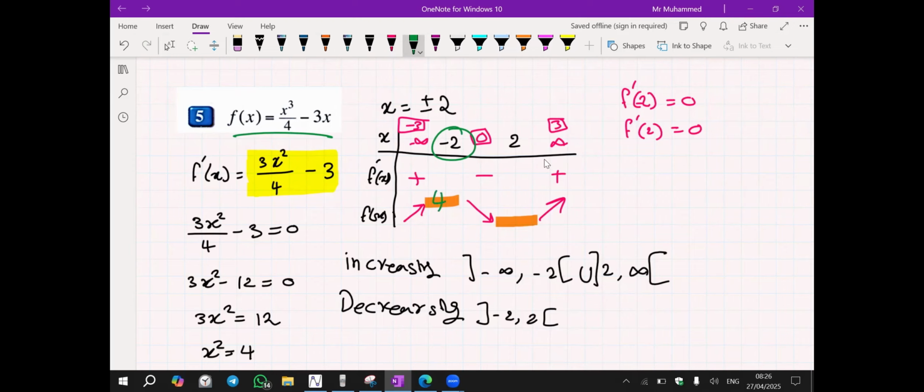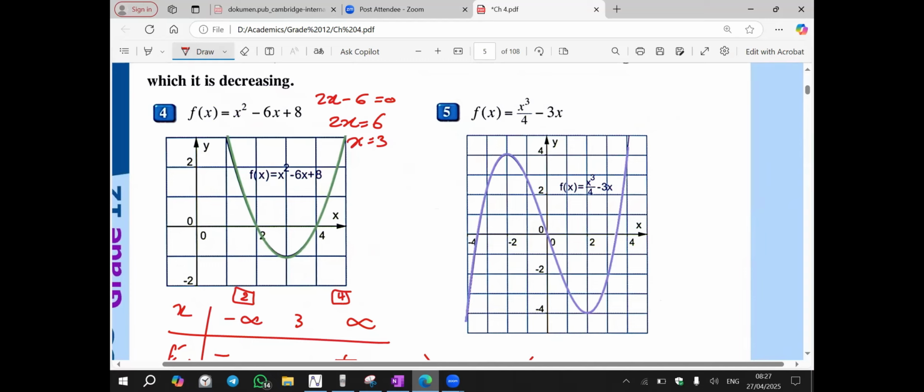And if we input 2, 2 to the power 3 is 8. 8 divided by 4 is 2. And then 2 minus 6 is negative 4. So the point negative 2, 4 is maximum. The point 2, negative 4 is minimum. As you see, point negative 2, 4 is here, it's maximum. Point 2, negative 4 is right here, which is minimum.